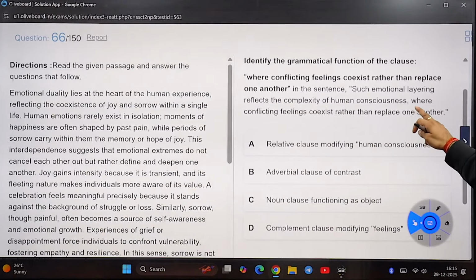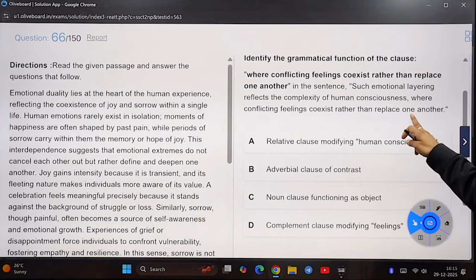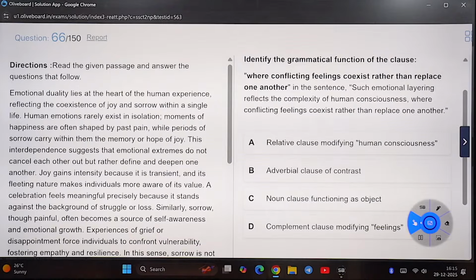The function of the clause: where conflicting feelings coexist rather than replace one another is what?